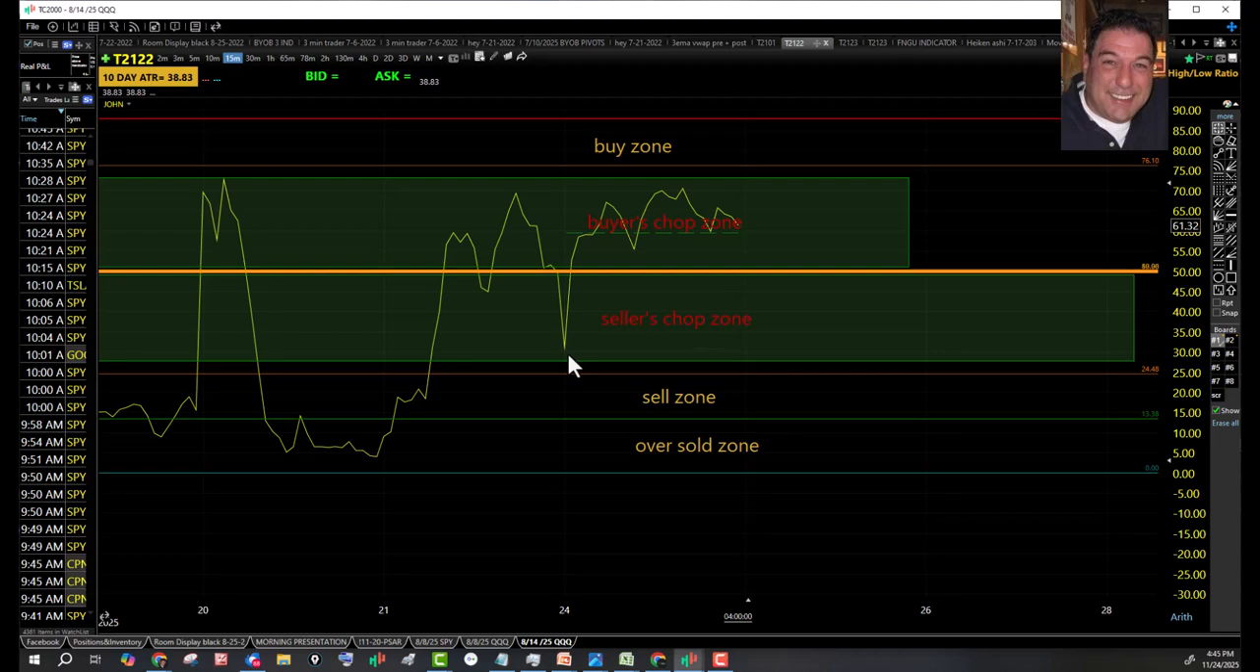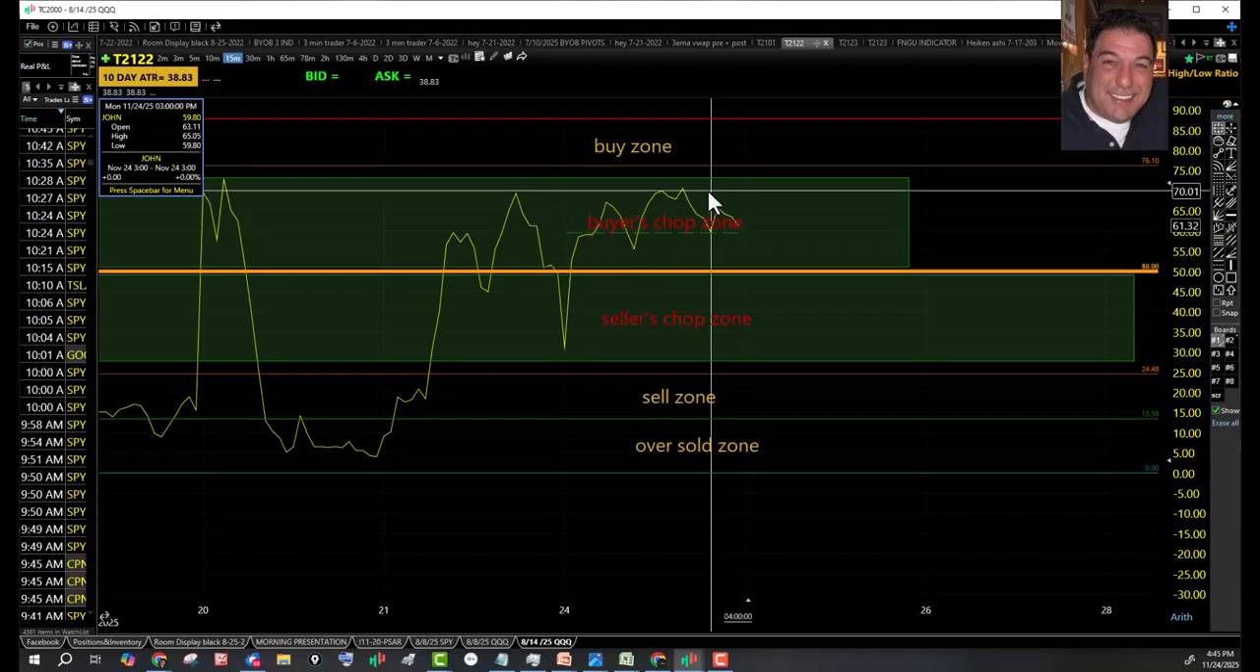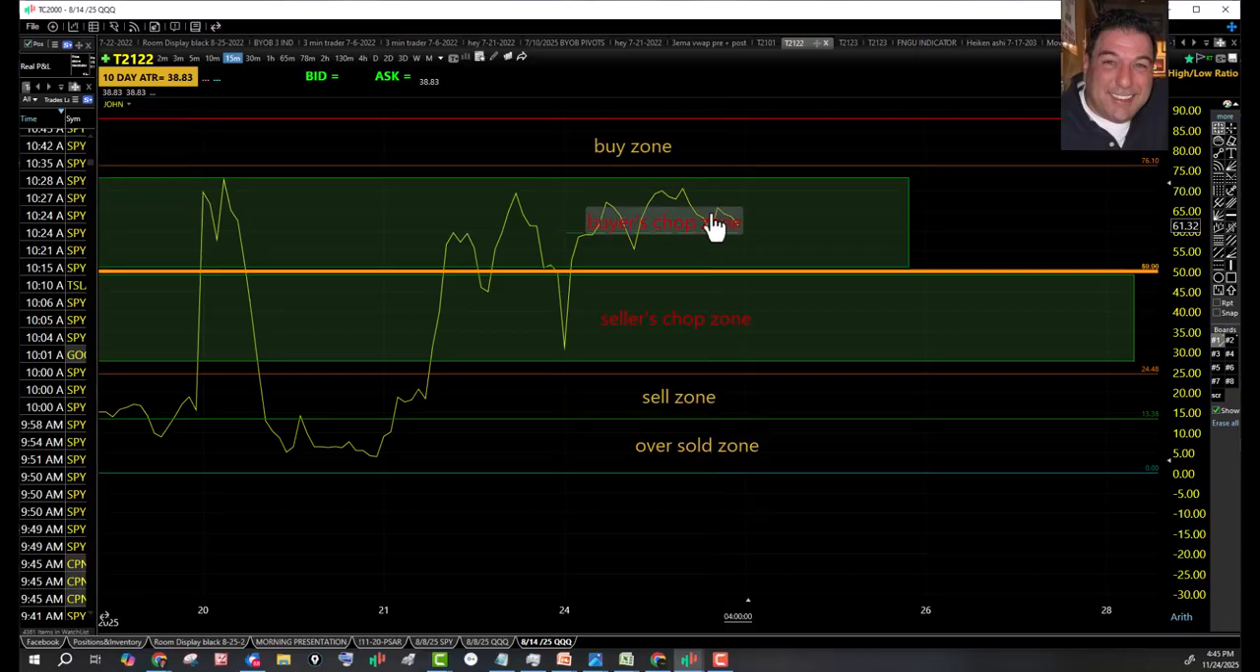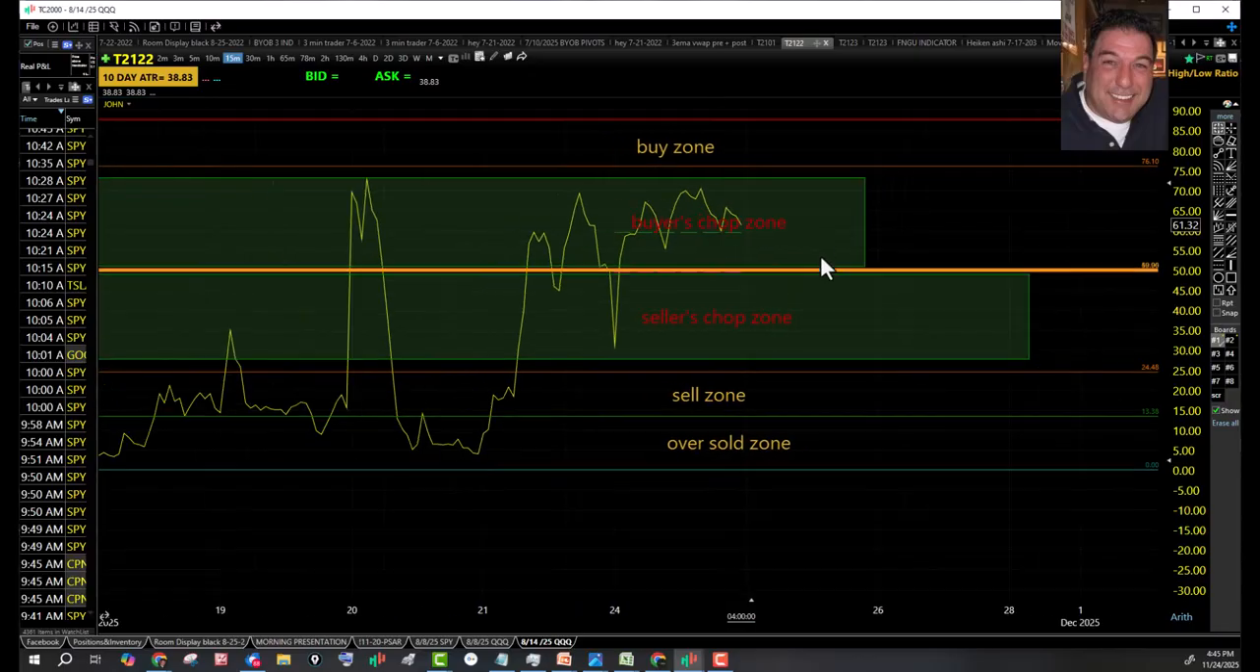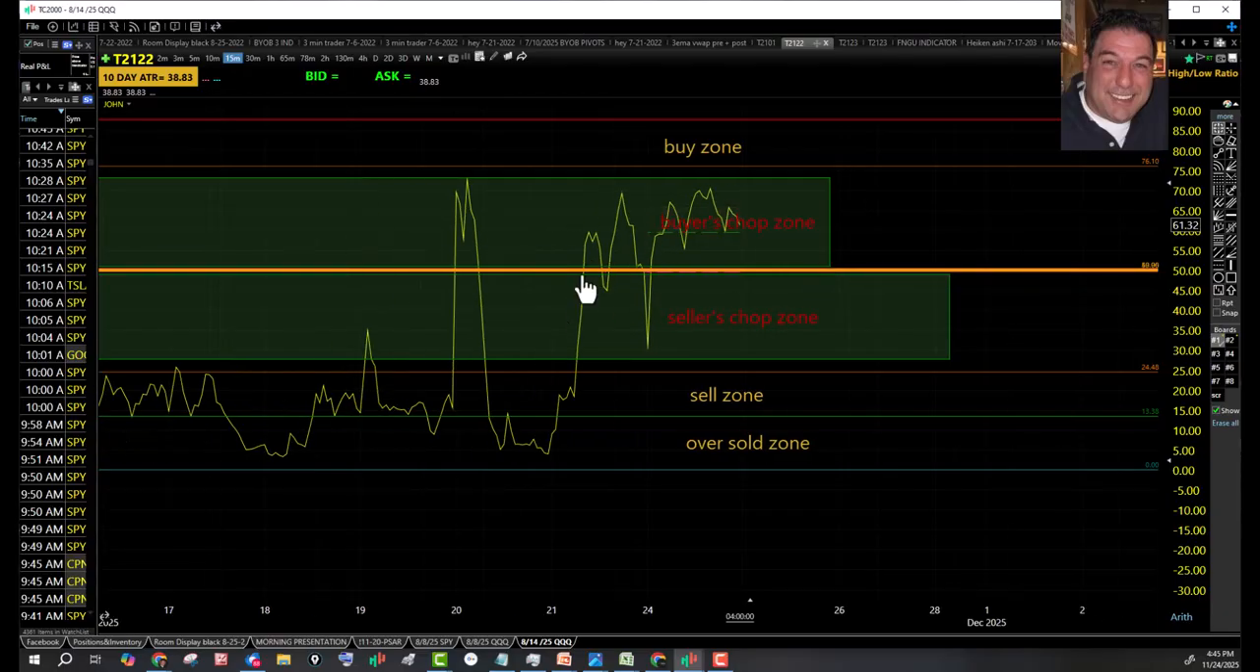Today, nice work on T2122. We climb out of the seller's chop zone. We weren't in there this morning. We managed to meander in there first thing, and we bounced out of there, making a higher low. Then an equal high, and then another higher low, and then I'm going to call it another equal high. Then consolidating up here in the buyer's chop zone, putting in kind of a bull flag up there. That's a bullish environment heading into tomorrow.